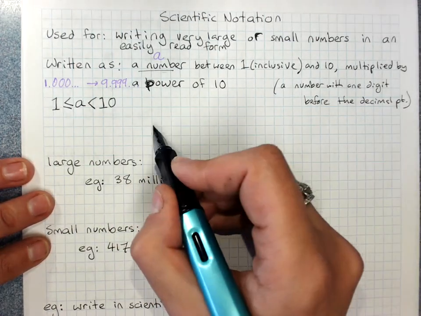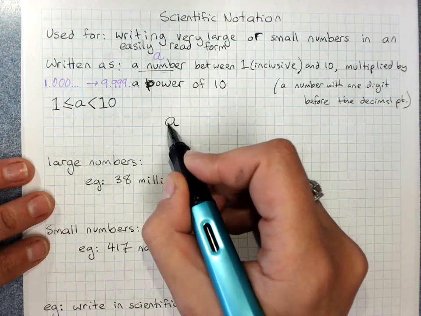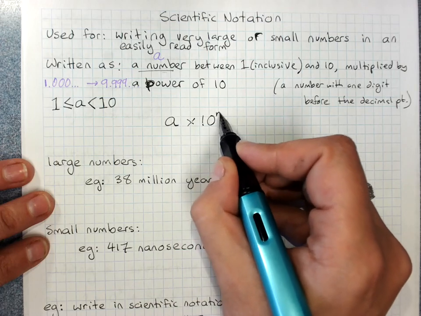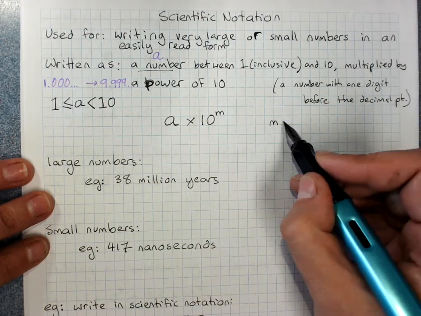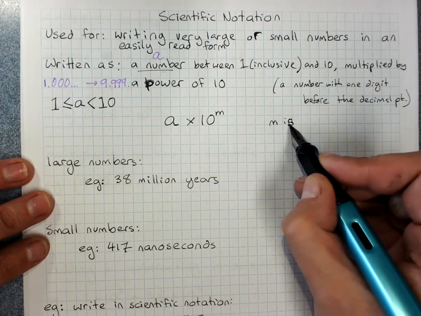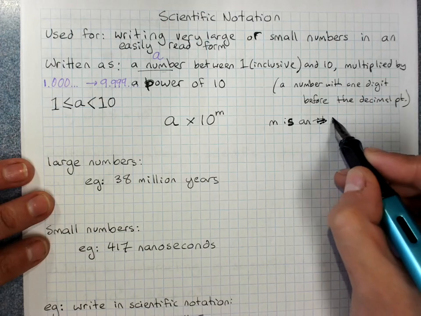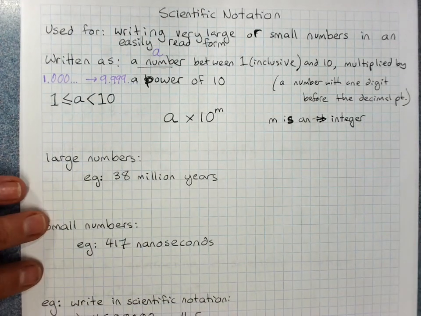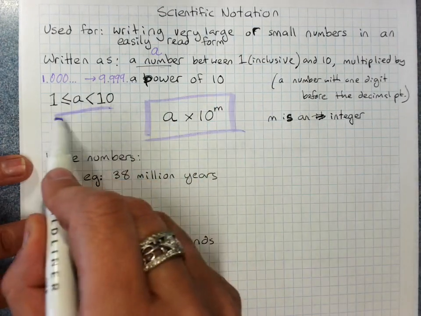And our rule, written algebraically, is that we write it in the form A, this number, times a power of 10, where the power m is an integer. This is our big important formula here. This is also very important.